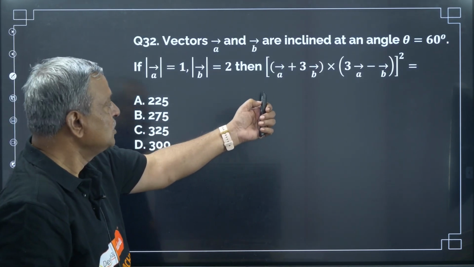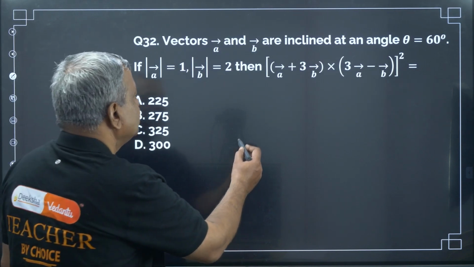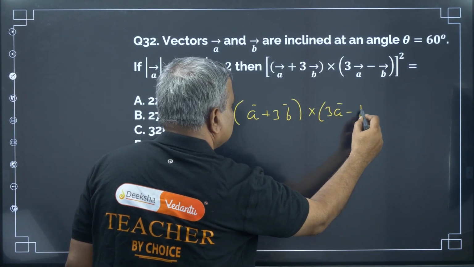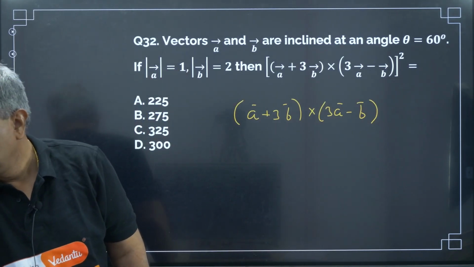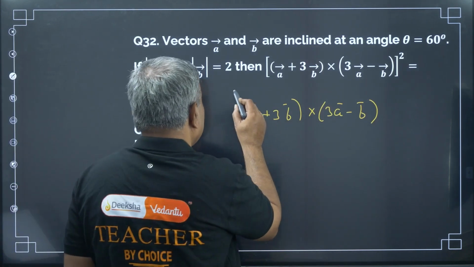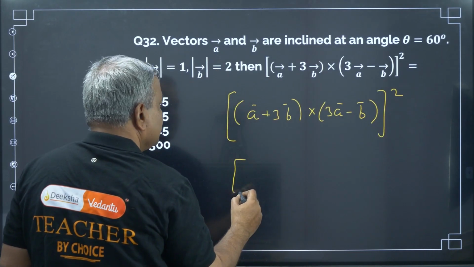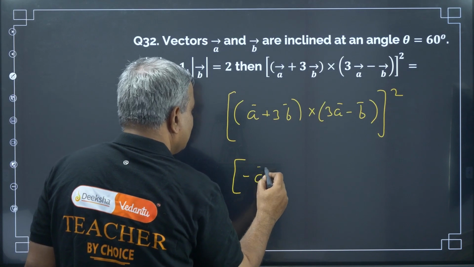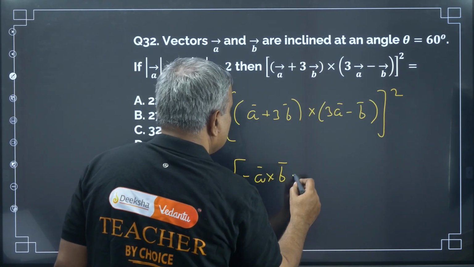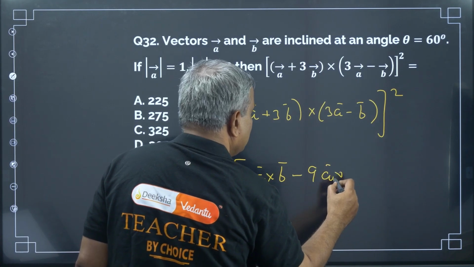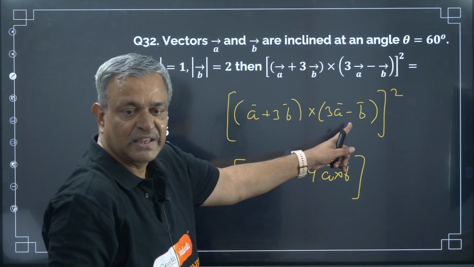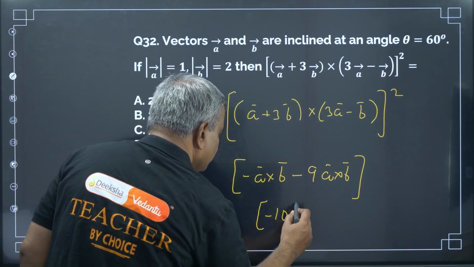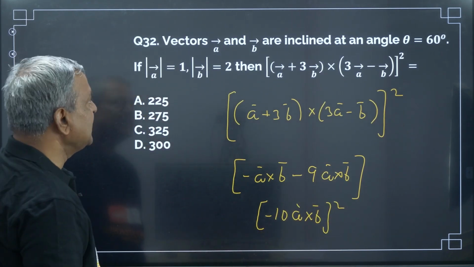A vector is given, B vector is given. So we have to find A vector plus 3B vector cross 3A vector minus B vector, whole square. Let me check, because while typing a lot of mistakes happen. Perfectly correct, whole square. Clear now? A cross A vector, A cross A will be 0. You get minus times of A cross B. Then this is B cross A, minus times of 9 A cross B. Why did I take minus times? Because this is B cross A, so my B cross A can be written as minus times of A cross B. So you get minus 10 A cross B, whole square.